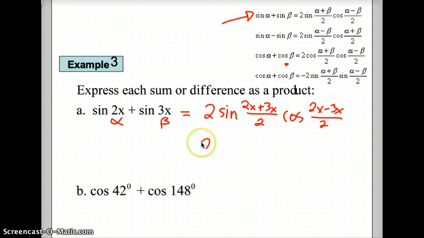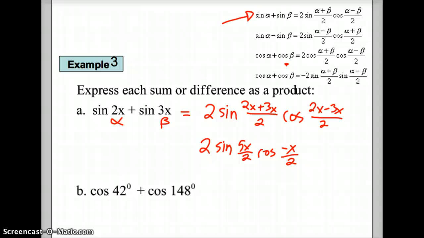And simplifying this out, I'm going to have 2 sine of, sorry, 5x over 2. Goodness. Cosine of, let's see, negative x over 2. And that's as simple as I get. I leave it there, and I'm good to go.